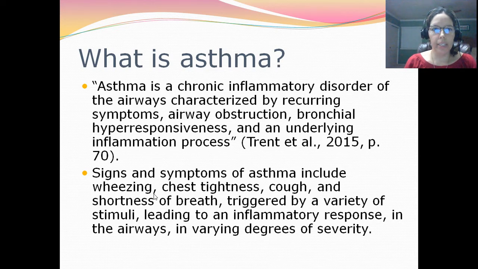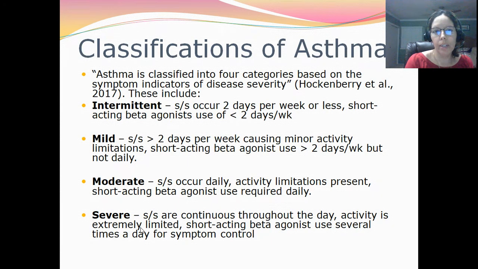So, what is asthma? Asthma is a chronic inflammatory disorder of the airways characterized by recurring symptoms, airway obstruction, bronchial hyperresponsiveness, and an underlying inflammatory process. Signs and symptoms of asthma include wheezing, chest tightness, cough, and shortness of breath, triggered by a variety of stimuli in varying degrees of severity. Asthma is often classified into four categories: intermittent, mild, moderate, and severe.